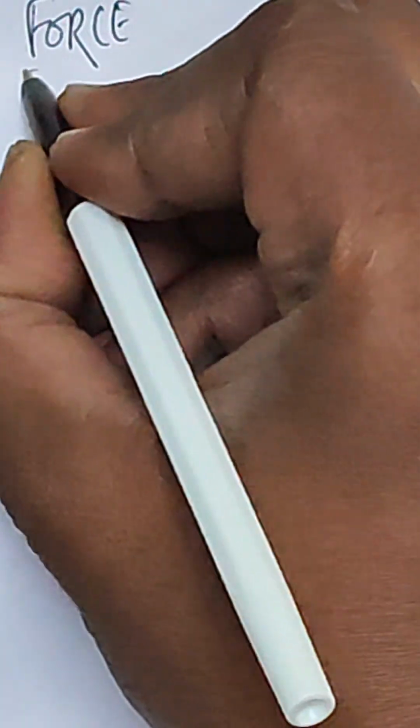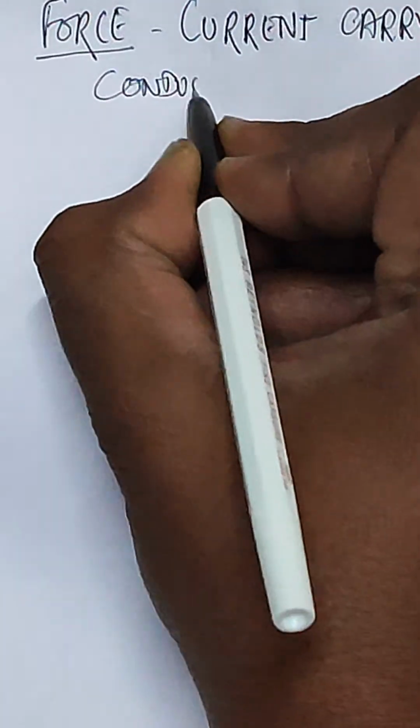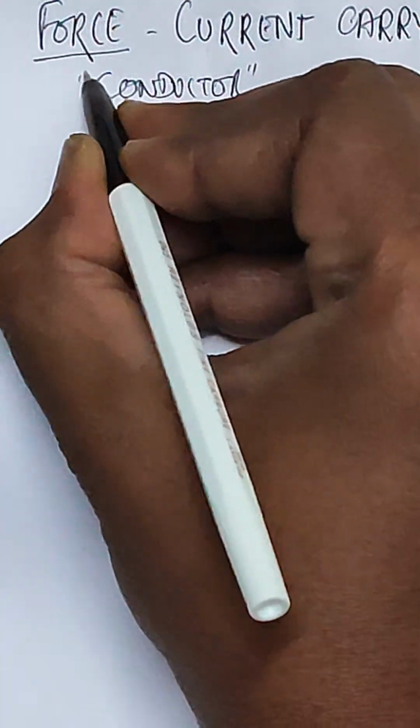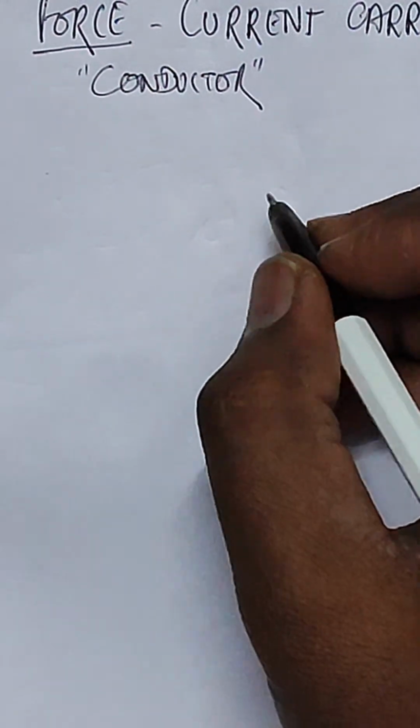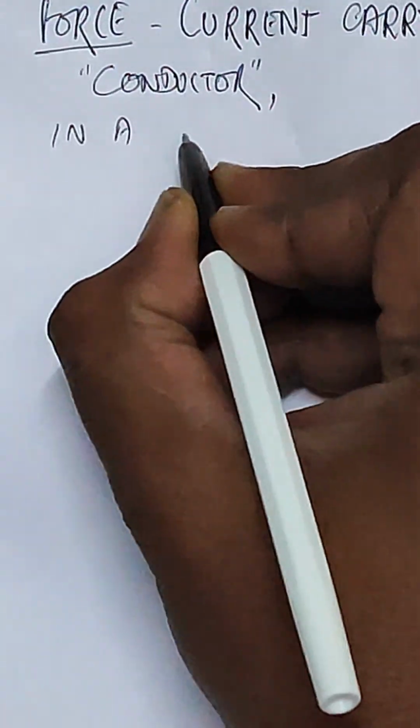Force acting on a current carrying conductor. And when this conductor is placed in a magnetic field, the condition is that it is placed in a magnetic field.